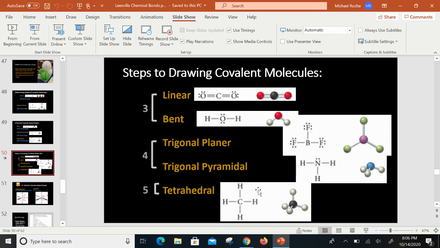Then tetrahedral, that's just when you have five atoms. That's pretty easy. So five atoms tetrahedral, four atoms either trigonal planar or trigonal pyramid, depending on the lone pair. Three atoms either linear or bent. Again, a lone pair will make it bent, no lone pair will make it straight.